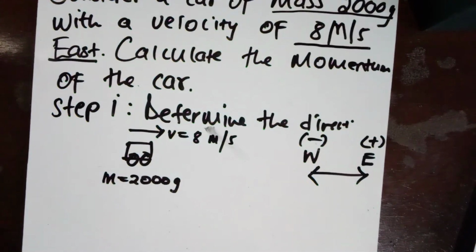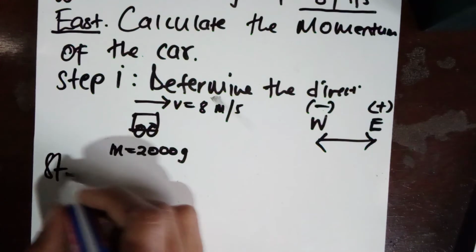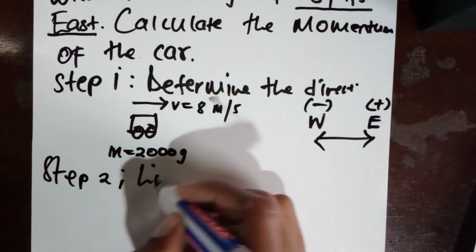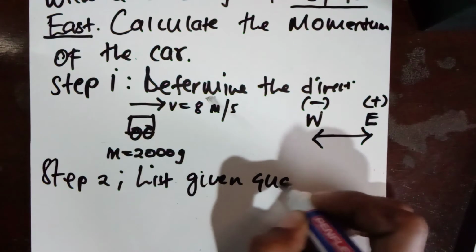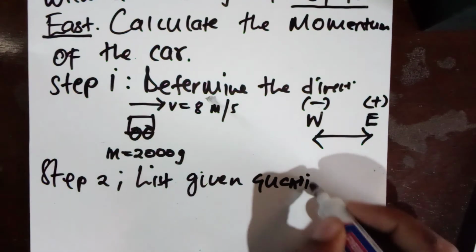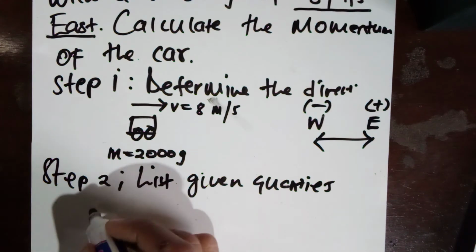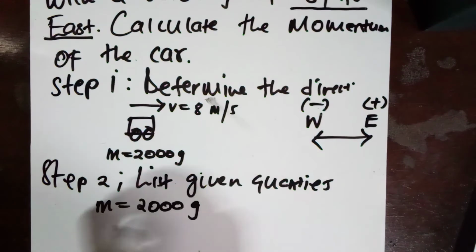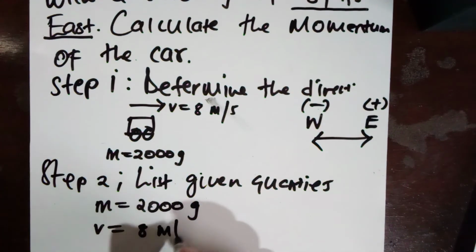Okay, cool. Step 2 would then be to list all the given quantities. I know my handwriting is terrible, but what is it that we know? They've given us the mass, 2000 grams. They've given us the velocity, 8 meters per second.